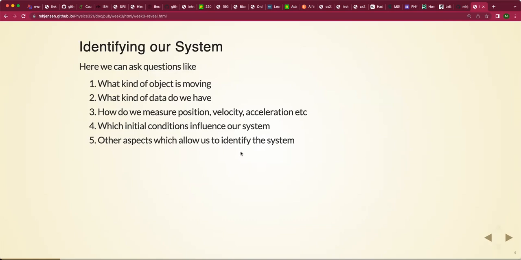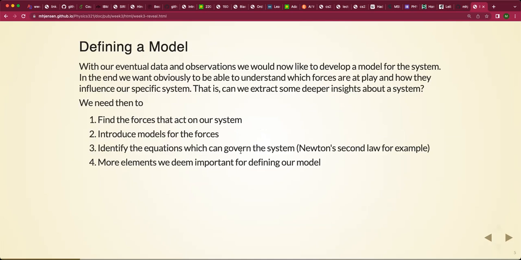Sometimes we end up with boundary conditions. So if you have a beam or a spring which is fastened in both ends, that's a boundary condition. And that leads normally to partial differential equations. We will mainly stay with ordinary differential equations. And you also need to look at other aspects which allow us to identify the system. And if we move on, the other thing which we need to think of when we are dealing with a specific physics system is that we have to define a model.